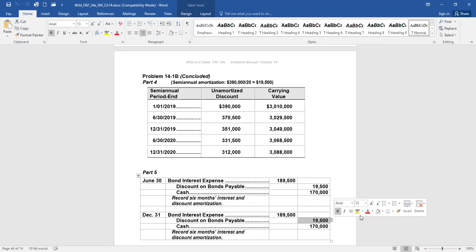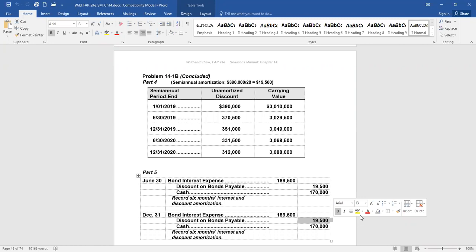So that when we're done with our last interest payment, unamortized discount will be 0. We have now recognized all that discount as interest expense, and the carrying value of the bond will be at $3.4 million.